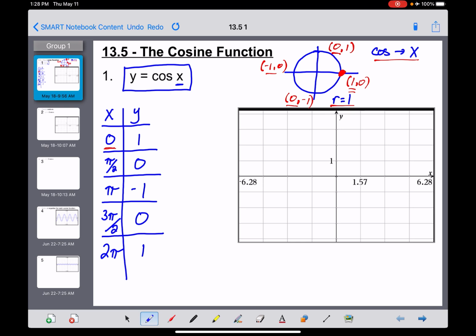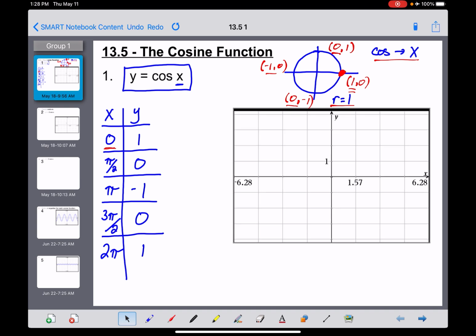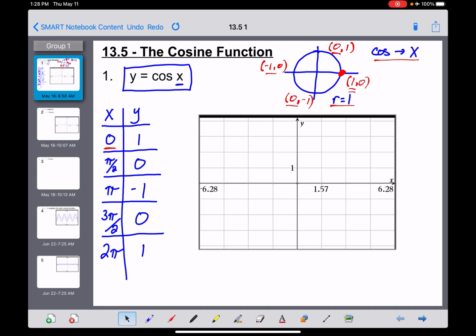Let's plot them and see what we have going on here. Just a reminder that the way I've set this graph up, I know those decimals are a little bit goofy, but this value right here of 6.28 is actually equal to 2 pi.